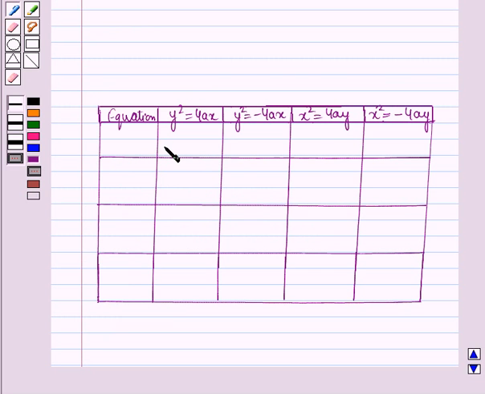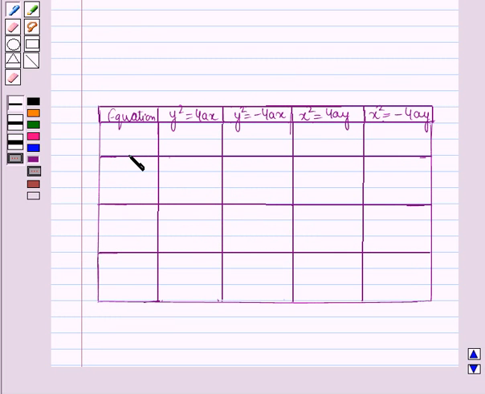And that is the summary of some facts about four parabolas in standard form. First of all, let us discuss the coordinates of vertex for these four parabolas. For the parabola of the form y² = 4ax, the coordinates of vertex are (0, 0). For y² = -4ax, the coordinates of vertex are (0, 0). And for these two also, the coordinates of vertex are (0, 0).